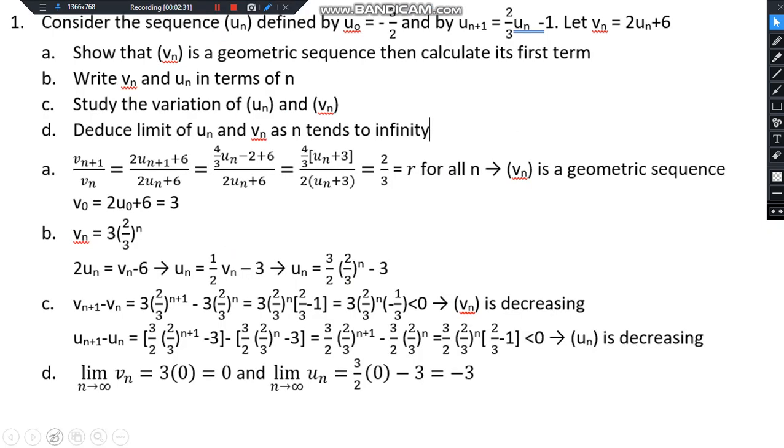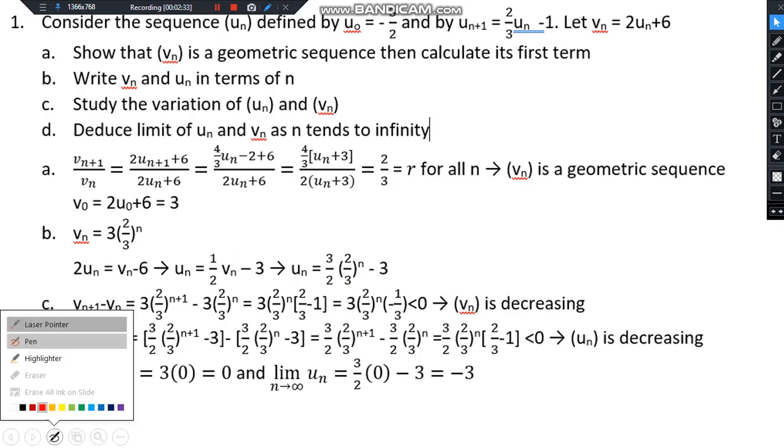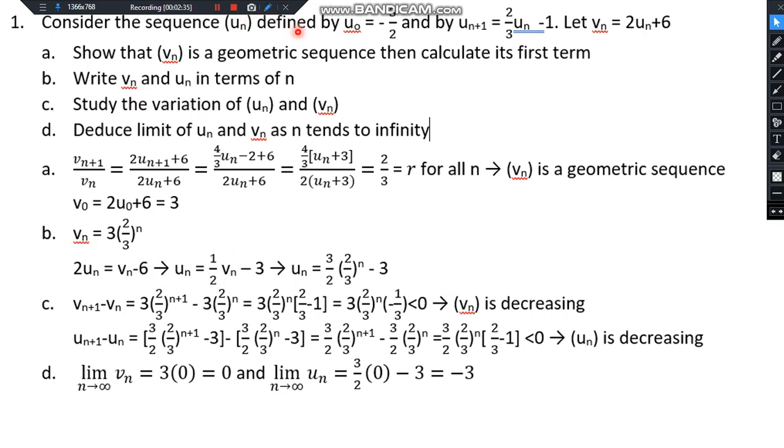Now let us see a problem of sequence. Consider the sequence un defined by u0 equals minus 3 over 2 and un+1 equals 2 over 3 un minus 6. You can see that un is a recursive formula. Our aim is to write it in explicit form. So let us see how we're going to write it in explicit form. We have Vn equal to un plus 6. Show that Vn is a geometric sequence and calculate its first term.